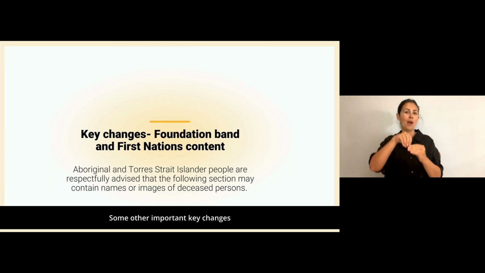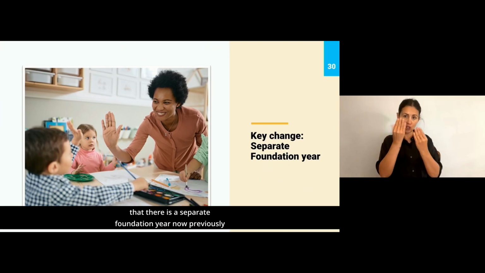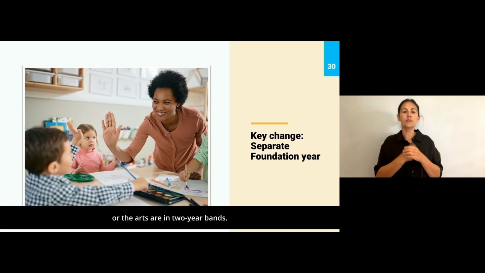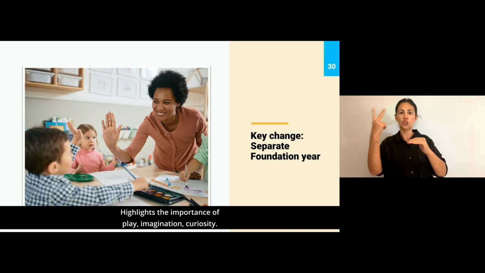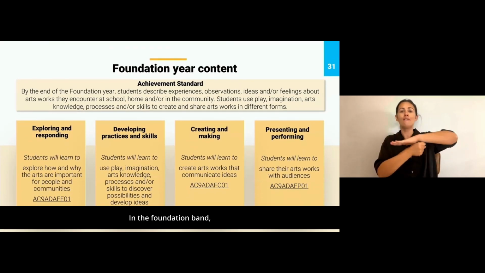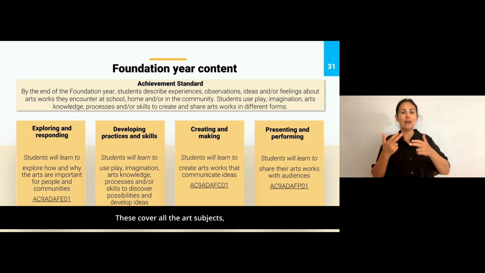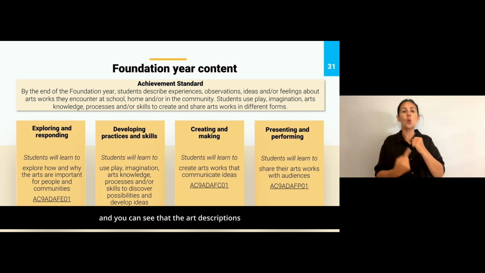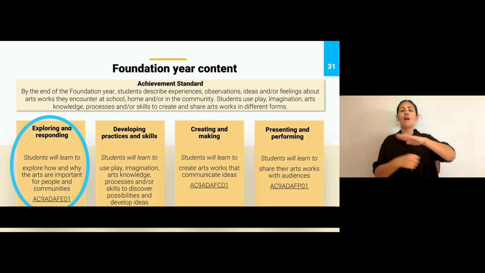Some other important key changes are that there is a separate foundation year now. Previously, all the arts were in 2-year bands, year 1, 2, 3, 4, etc. Now there is a separate foundation year, which highlights the importance of play, imagination, curiosity. In the foundation band, there's only one set of content descriptions. These cover all the art subjects, and you can see that the art descriptions are quite broad for this to allow working across the arts and play-based learning.